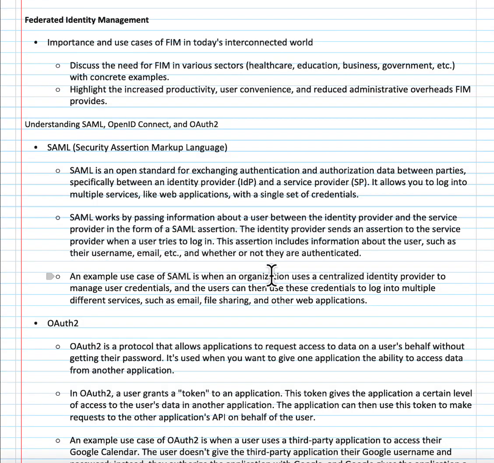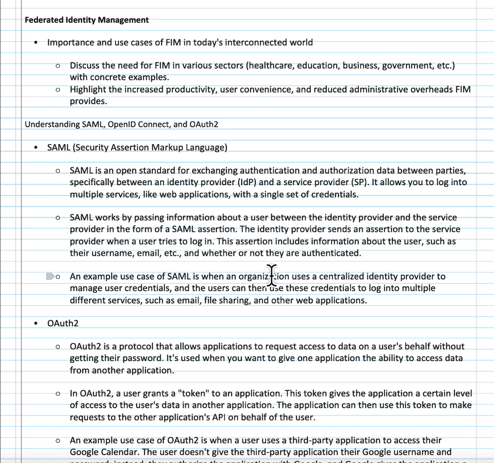Okay, so we're going to roll into federated identity management, known as FIM. So what exactly is FIM? Well, FIM happens in various sectors, to include healthcare, education, government, you name it. Its purpose is to help increase productivity, convenience, and also allow administrative overhead to be reduced dramatically.